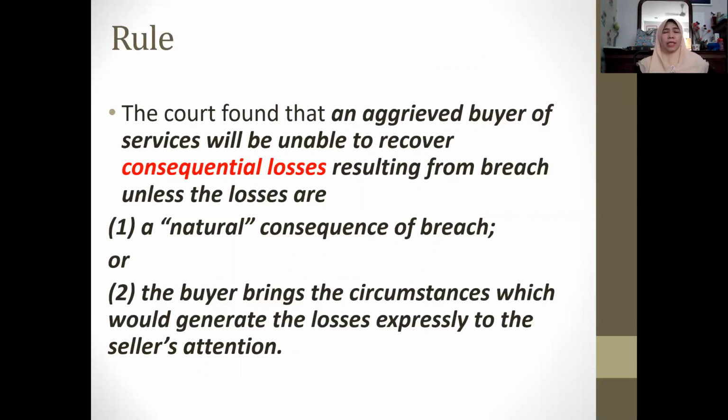The court found that an aggrieved buyer of services will be unable to recover consequential losses resulting from breach unless the losses are, in order for the aggrieved party to be able to recover, first, a natural consequence of breach, or the buyer brings the circumstances which would generate the losses expressly to the seller's attention. The buyer must inform, must disclose all the relevant information to the other party, to the seller.